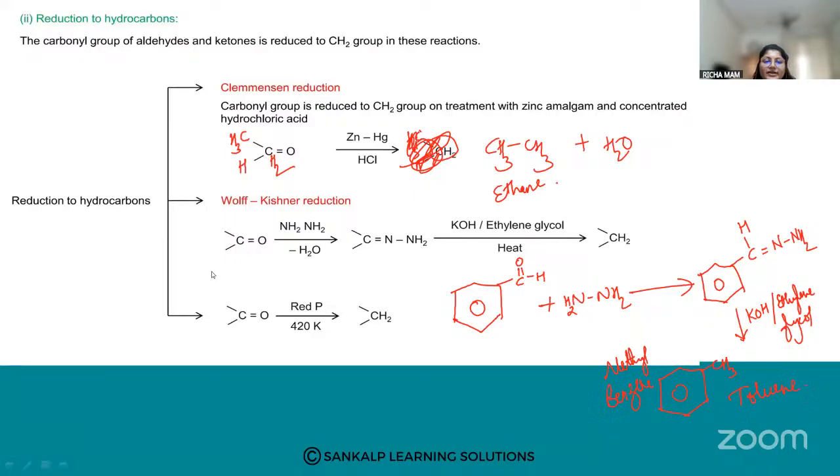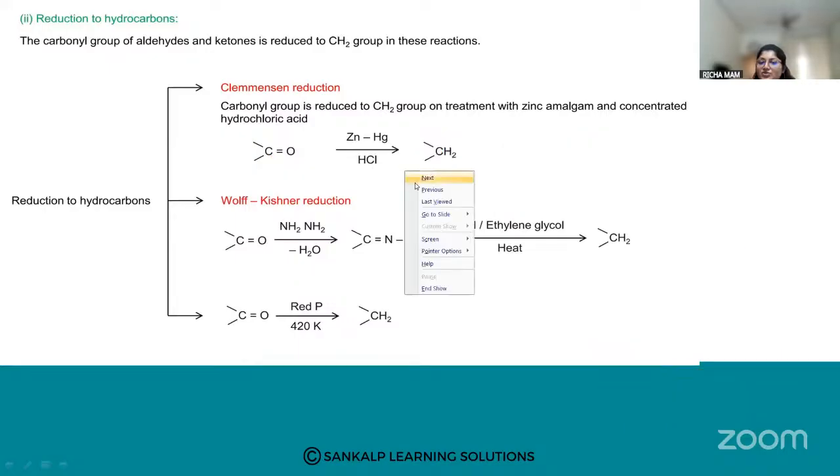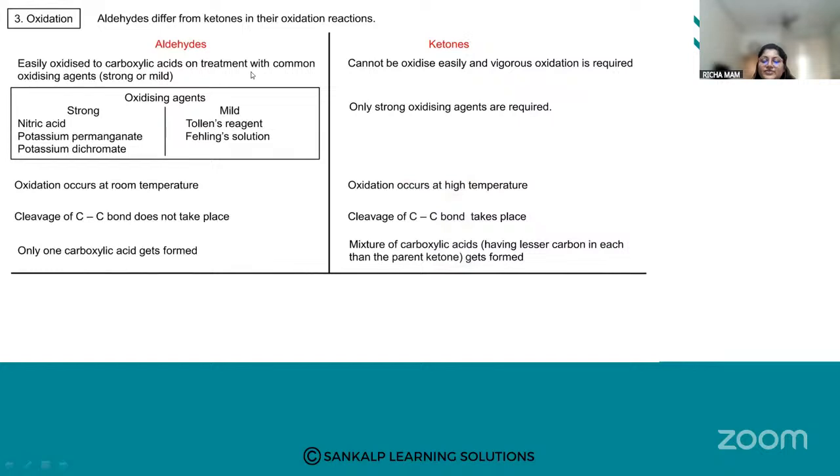Okay, so let us go for the next one. I hope you have understood Clemmensen reduction and Wolff-Kishner, very, very important. Next we are going to see oxidation.